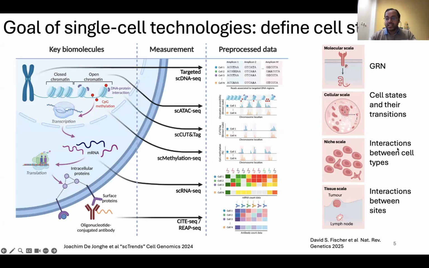At the niche scale, we can understand how the interaction happens between cell types. At the tissue scale, you have a healthy tissue and a diseased tissue, and we can understand the interaction between different sites and how the tissue becomes malignant, etc. This talk sits between these scales. I would say three scales, from the molecular scale to the niche scale, which we are covering.